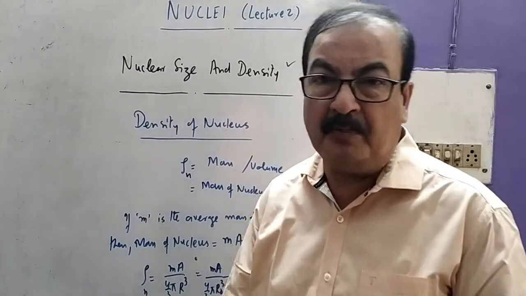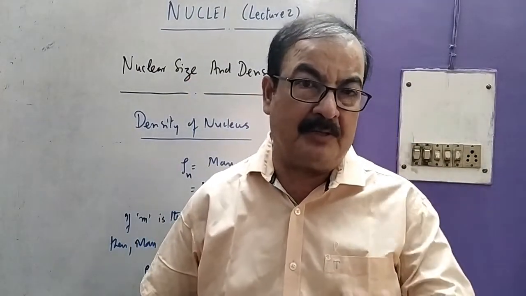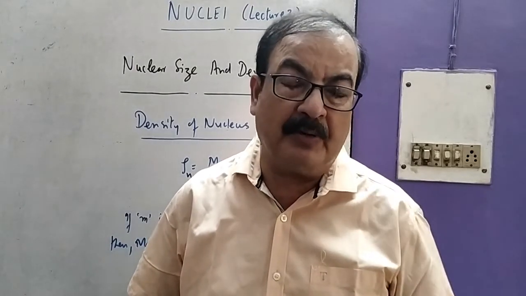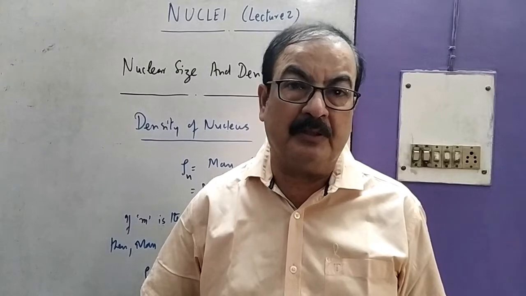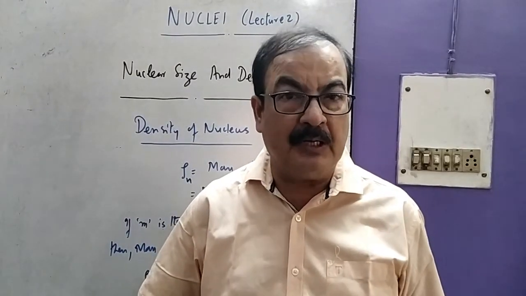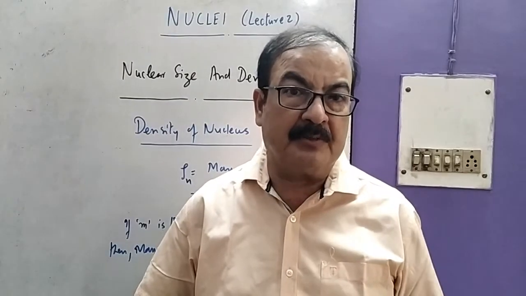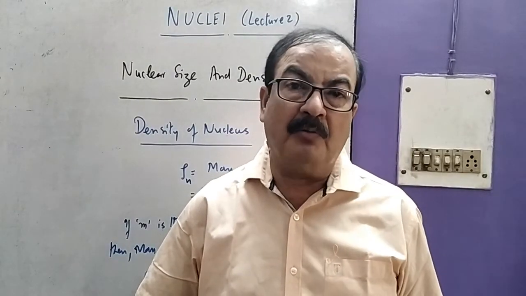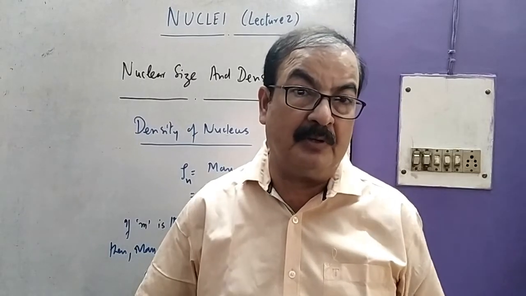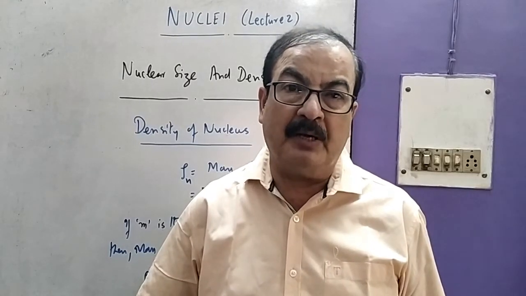Like any other mechanical system, density of anything is always equal to mass upon volume. To find the density of the nucleus, we have to take the average mass of the nucleus divided by its volume. Now, how do we determine the average mass of the nucleus?